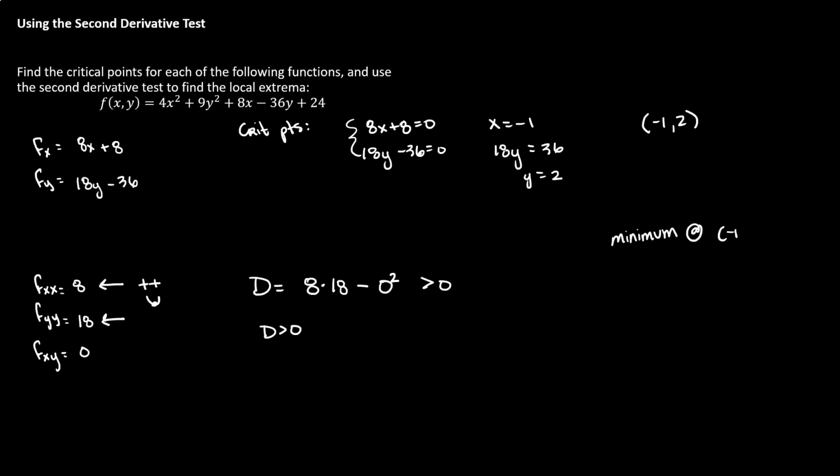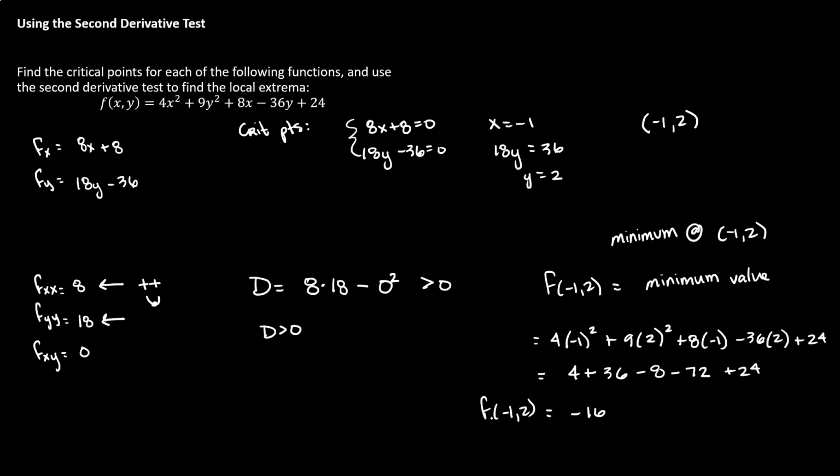So we have a minimum at (-1, 2), and if we wanted to find the actual extreme value, we would plug that into our function. Plugging x equals -1 and y equals 2 into our function, we can find the minimum value of f. And we see that the minimum value of our function at x equals -1, y equals 2 comes out to be -16.